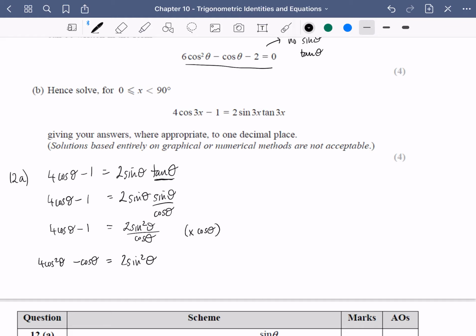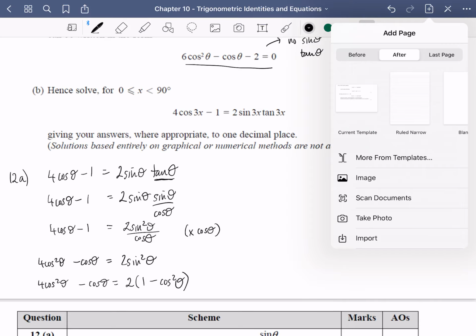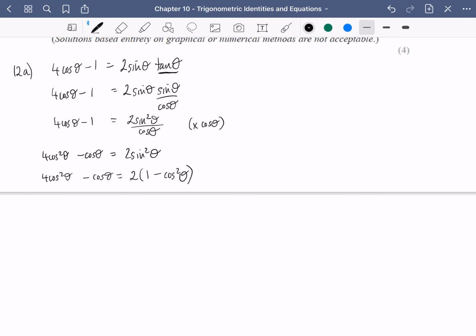Now you can see how we might start getting to this equation that we've got here. This looks like it could be one of those quadratics, apart from I have a sine squared, so I'm going to replace the sine squared with 1 minus cos squared. Make sure you put it in brackets, with 1 minus cos squared theta. I'm just going to add in a blank page here, so I've got a bit more space.